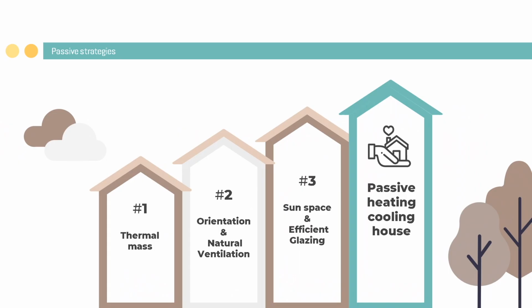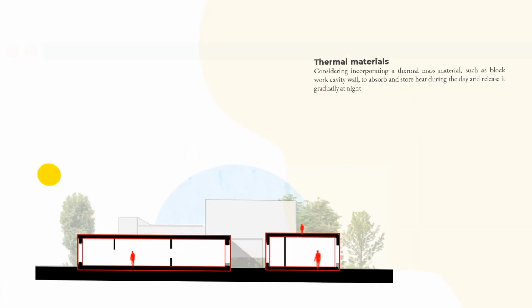In designing my country house, I have carefully integrated various strategies to maximize energy efficiency and improve indoor comfort. Number 1, thermal mass. 2, orientation and natural ventilation. 3, sun space and efficient glazing to reach the passive heating and cooling house. And to do so, IESVE software is used to simulate different cases that will be used to improve the indoor comfort.